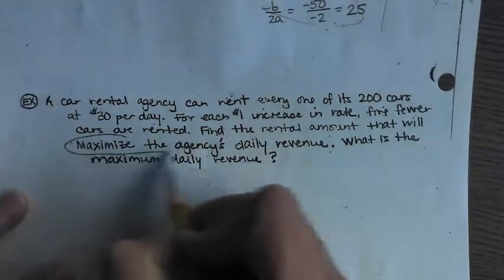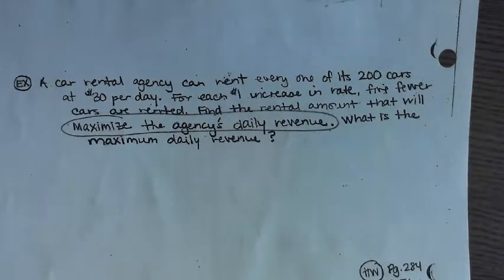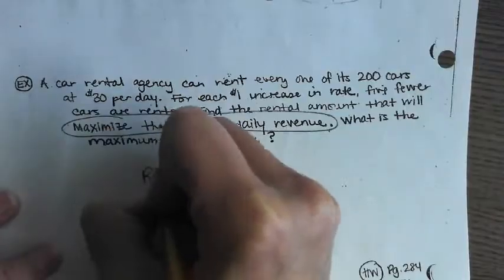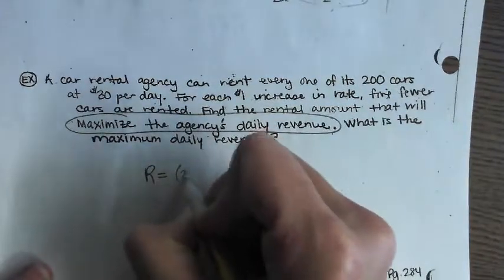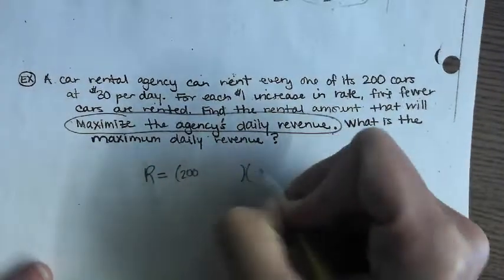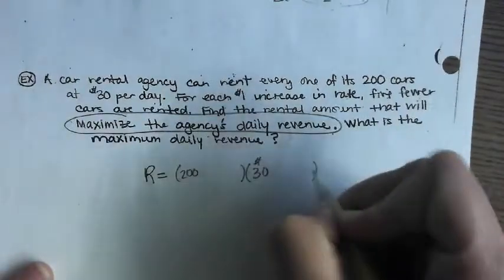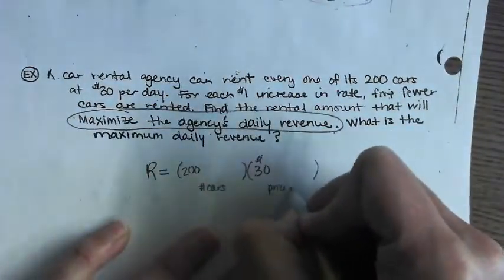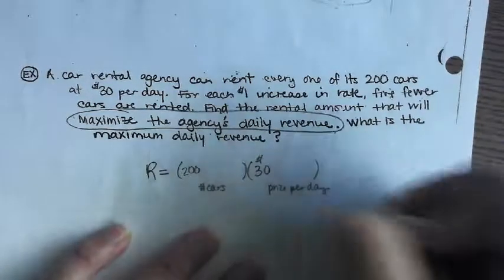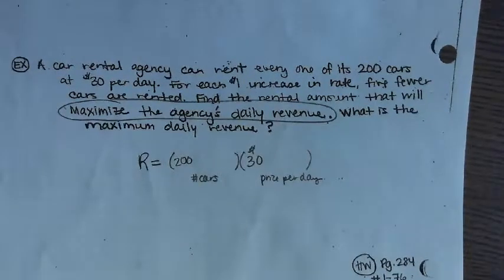So always kind of have your eye on what it is that we're maximizing. And whatever it is that you're maximizing is what you need to write an equation for. So we're maximizing revenue, we need to write an equation for revenue. And this is where the revenue currently is: 200 cars times $30 per day. So number of cars, price per day. So currently the revenue is $6,000 a day.